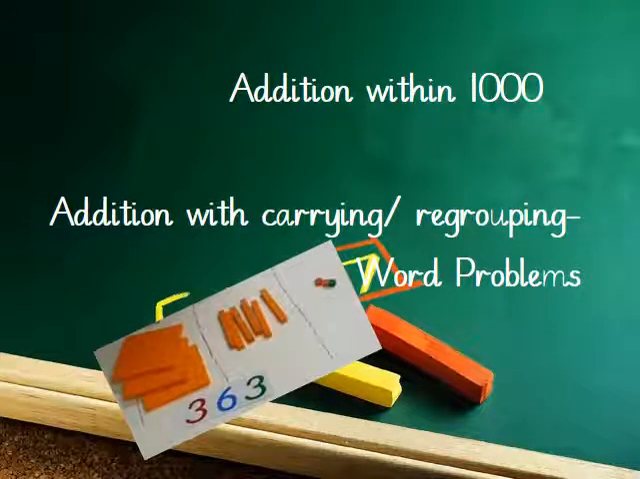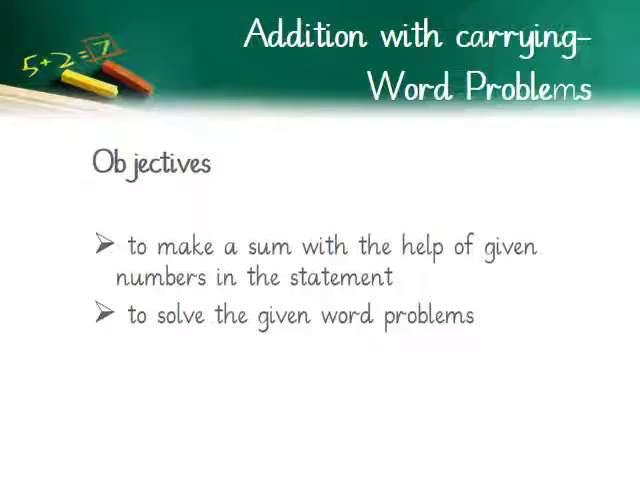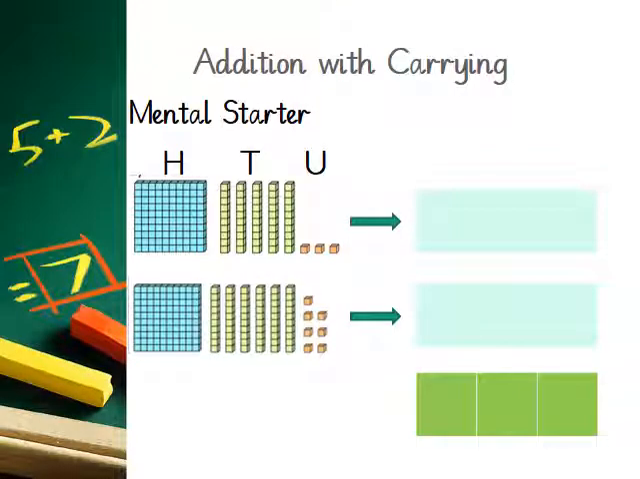Addition within 1000. This is the second chapter of the Mathematics textbook for grade 2. This is the second lesson of week 5 and the topic for today's lesson is addition with carrying or regrouping along with word problems. Objectives for today's lesson are to make a sum with the help of given numbers in the statement, and to solve the given word problems.